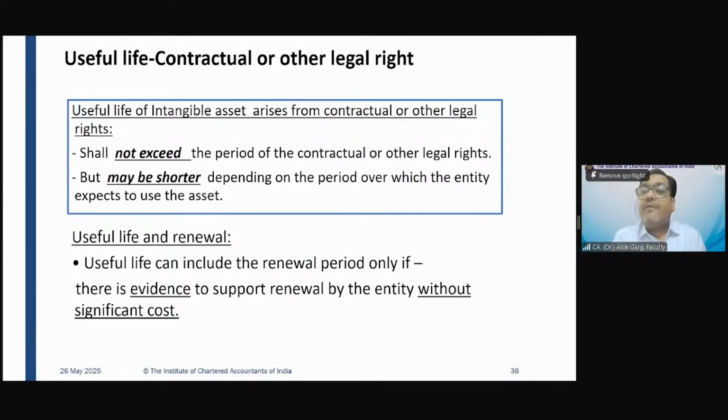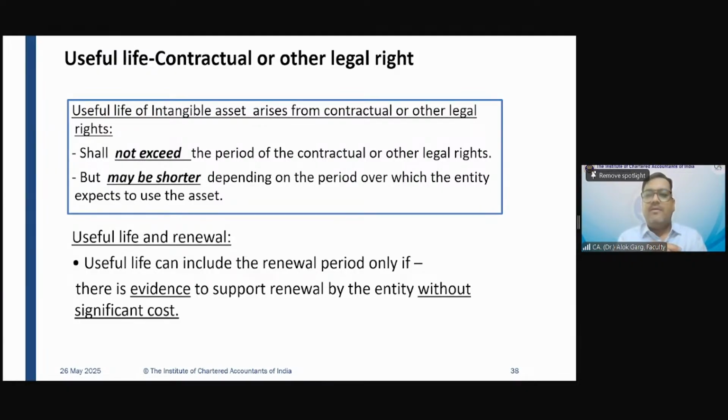The Government of India has given a license for 10 years, but the entity expects that it will not be able to receive the future economic benefit for more than 8 years. In this case, what should be the useful life? 8 years. So useful life can be shorter than the contractual and legal rights, but useful life cannot exceed the contractual or legal right.